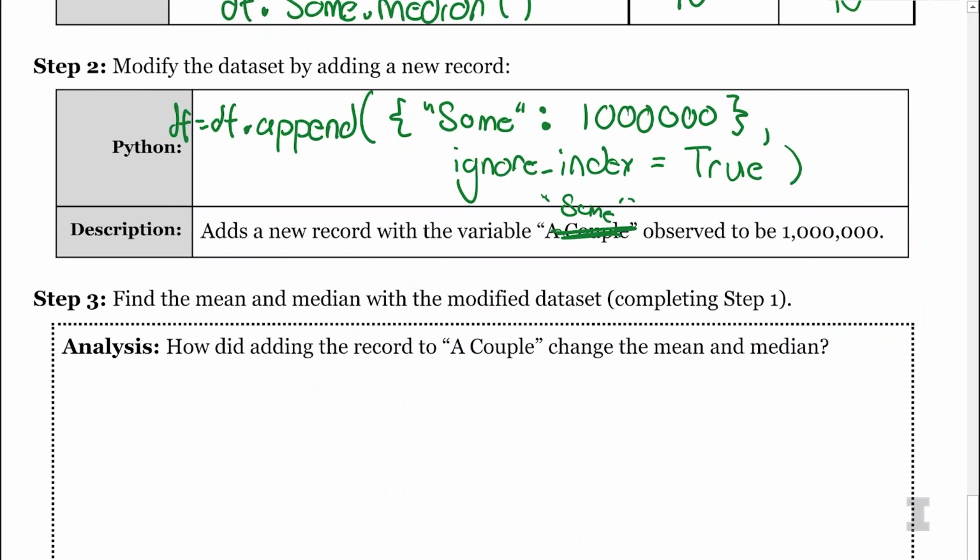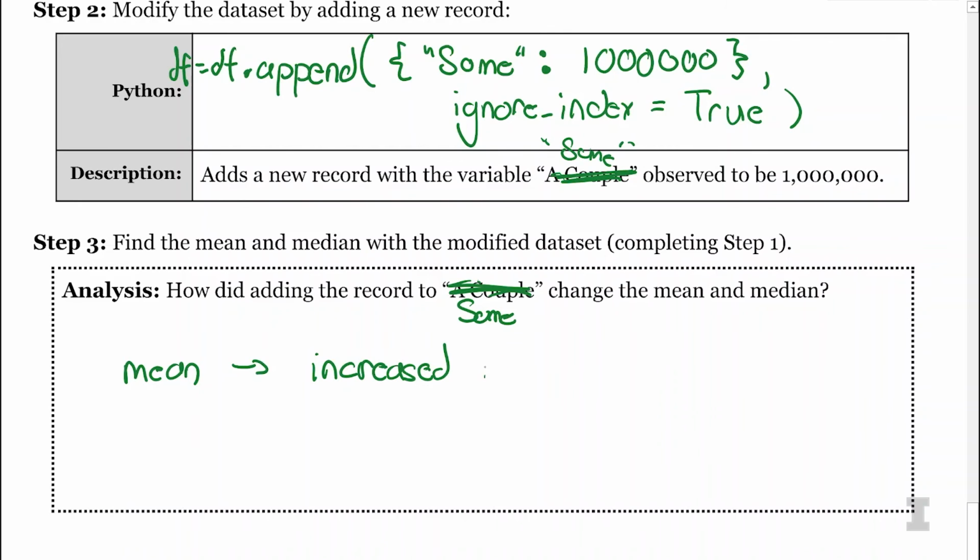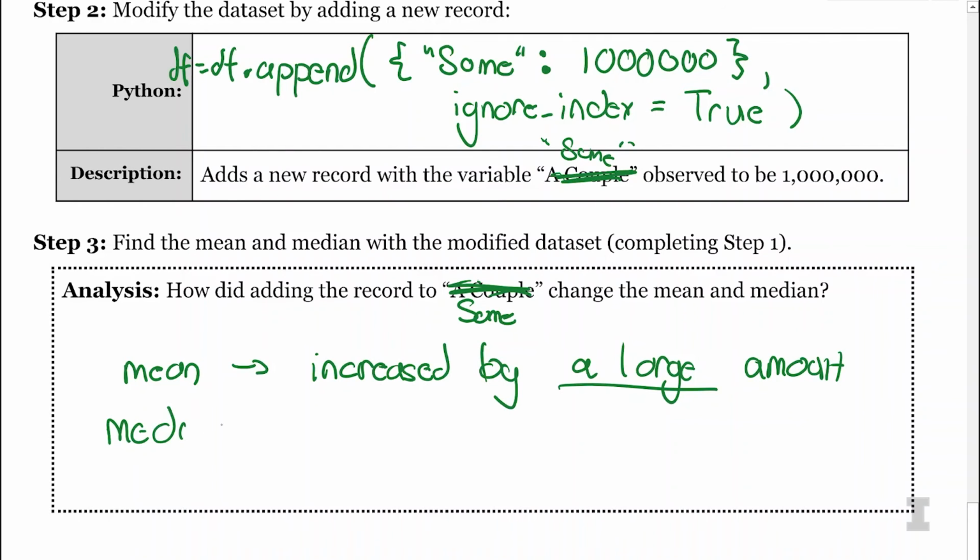So now we can do a little more analysis. How did adding a record to the sum change the mean and median? The mean changed by a lot. It increased drastically, whereas the median actually stayed the same. So the mean increased by a large amount, and the median actually stayed the same.